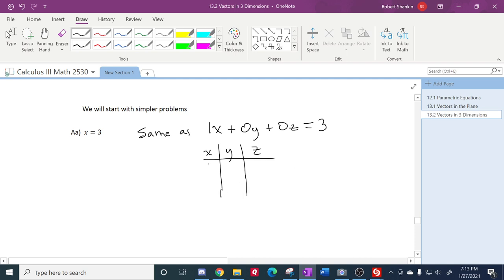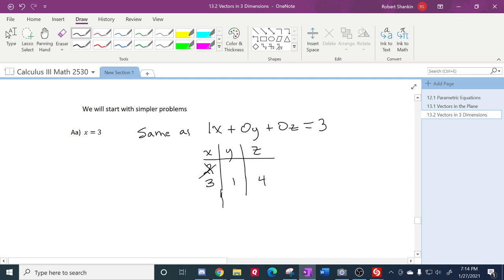Well, can I pick x equals 2? No. Absolutely not. There's no way I can adjust y and z to make this true. What does x have to be? 3. What about y? Can I pick y to be 1? Yes, because multiplying y by 0 is still 0. Yeah, because it'll get zeroed out. And if you want z to be 4, that's fine.